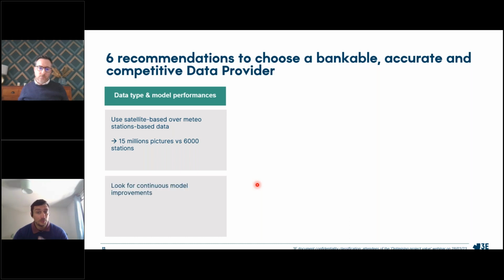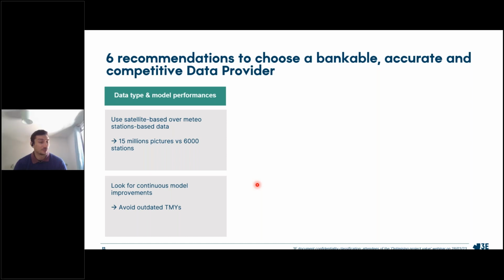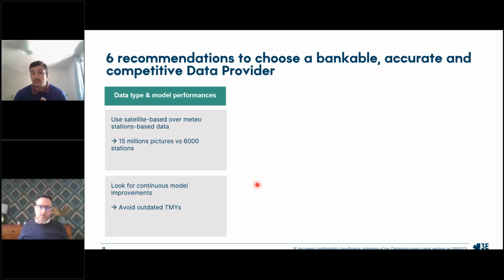The second thing you may want to look at in technical terms is continuous model improvement. So choose data providers who are providing databases which are constantly updated. It's very important because, especially within this context of global warming, we see some non-homogeneous temperatures around the world, and so the TMY, which is the typical meteorological year, a typical year value, will change. And if you don't take a database that continuously captures the latest GHI value and temperature evolution, you will not have the most accurate TMY.